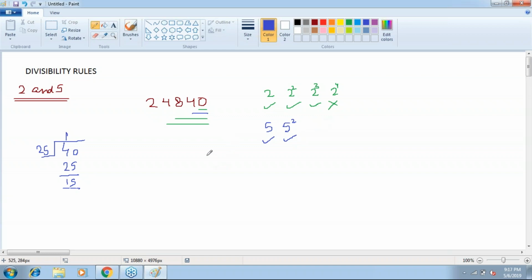Okay. So similarly, if it is not divisible by 5 square, there is no point checking with 5 cube. But you do know that if you need to find the remainder when you divide by 5 cube, you just need to pick the last three digits, divide by 125 and find the remainder. The remainder in that case will be 90. So you will say the entire number will also give the remainder of 90 when divided by 125.